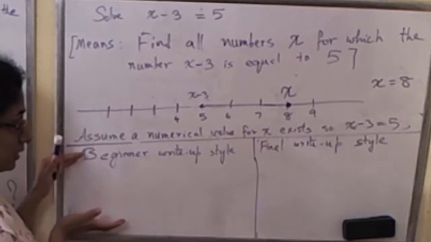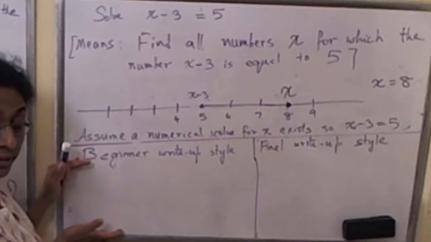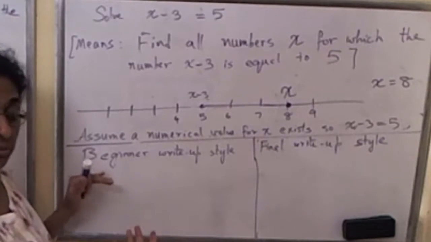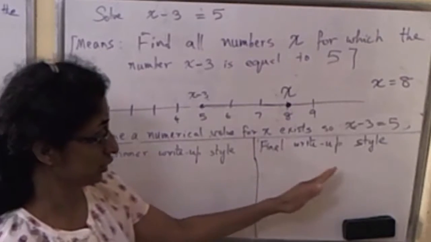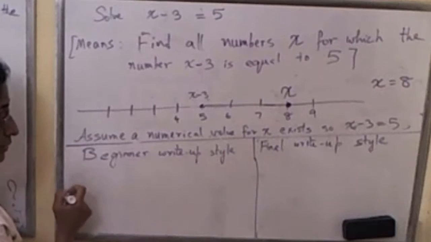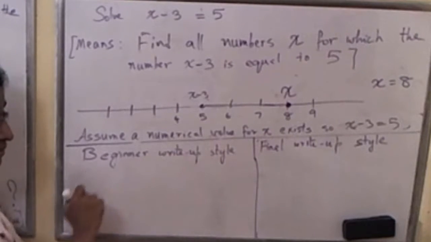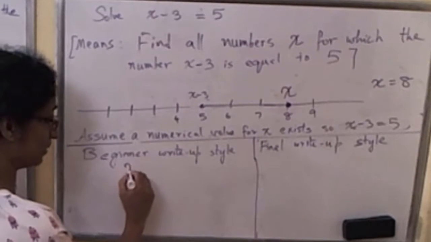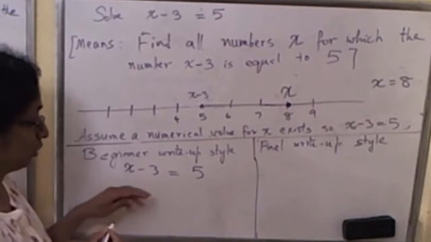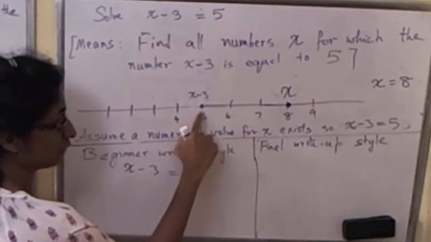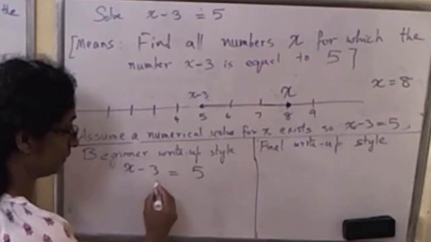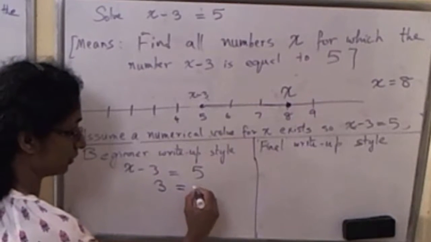I'll give you 2 styles, beginner write-up style, and you can use this for about 6 months, and later on, once you get pretty good at solving equations, you should move on to this final write-up style. So for the beginner write-up style, we assume there is a number x such that x minus 3 equals 5. So we write that here. And then we want to now say that we moved 3 units to the right. So to write that, we say 3 equals 3.